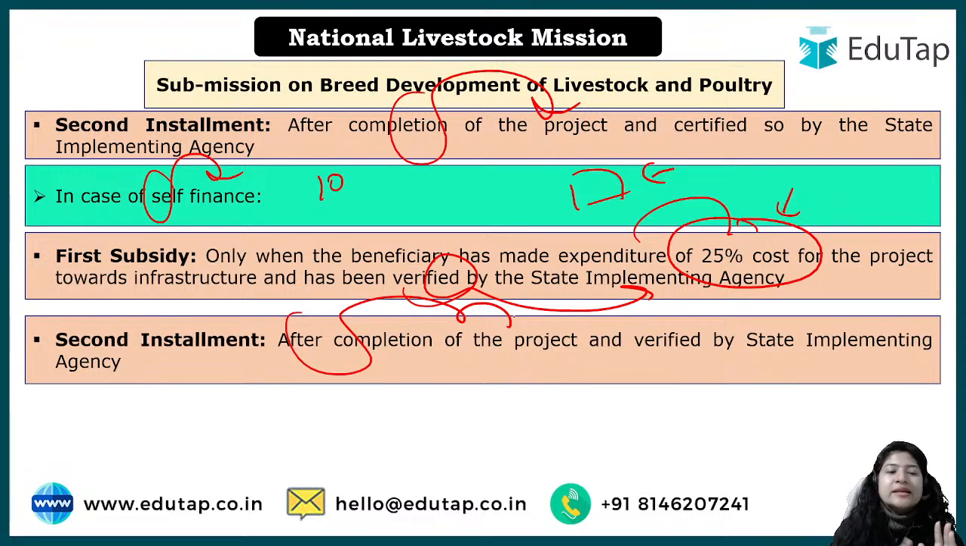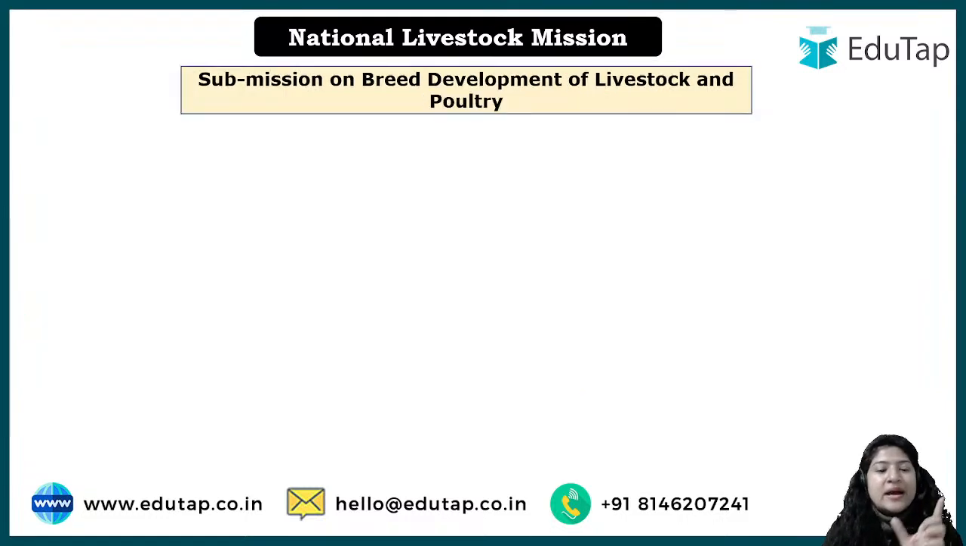ठीक है. तो in both the cases the second installment will be after the completion of the project, but the first is, in the case of loaning, once the loan has been sanctioned, and in the case of self finance, if I have made expenditure of 25% of the project cost, in that case I will get the subsidy. Till now we have studied what? In the poultry section, for whatever establishment under poultry, 50% of the project cost will be subsidized by the government with the maximum limit of what? With the maximum limit of 25 lakh. ठीक है. ये एक maximum cap है.